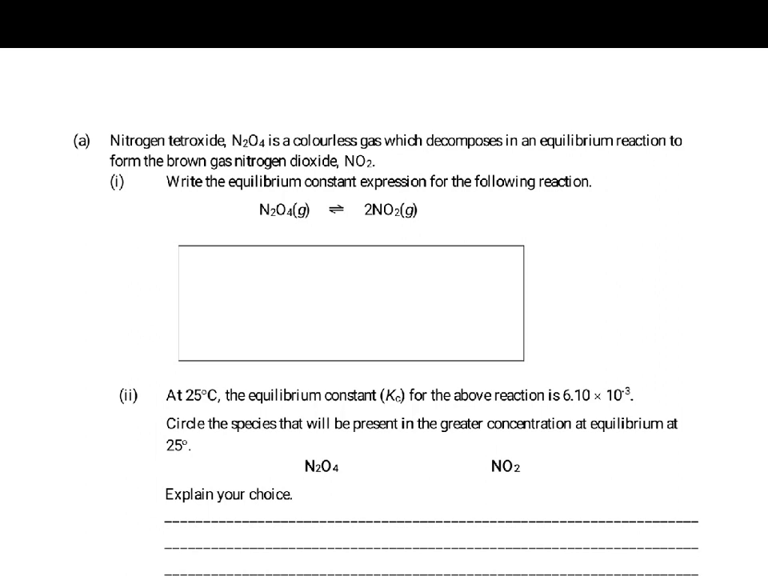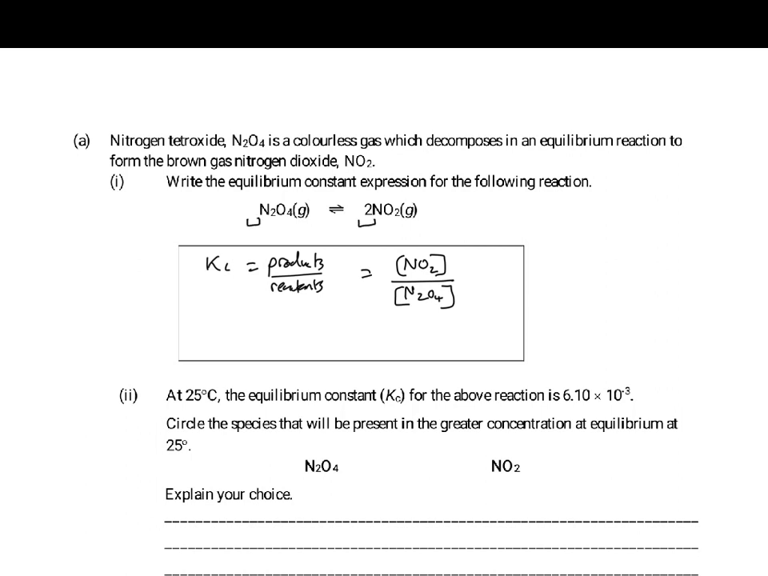So equilibrium constant is products over reactants. Let's get it right, Kc, products over reactants. So in this particular case, our products are NO2, and we write this in square brackets to represent the concentration of NO2, and the reactant is your N2O4. So products over reactants. The second thing you have to look out for is the number of moles of chemicals.